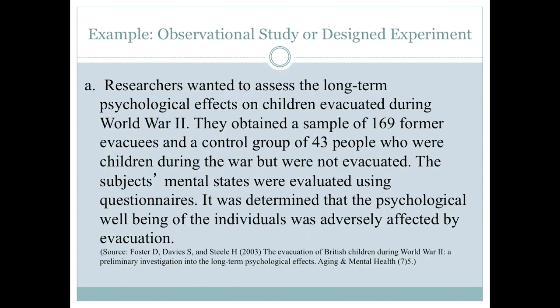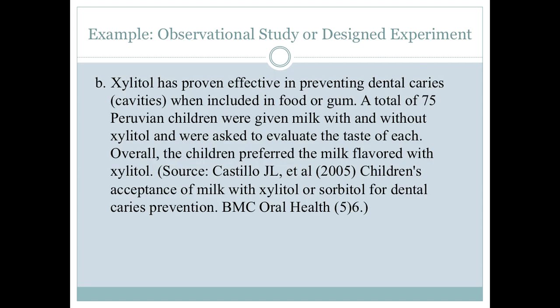So let's look at this example here. Researchers wanted to assess the long-term psychological effects on children evacuated during World War II. They obtained a sample of 169 former evacuees and a control group of 43. The subjects' mental states were evaluated using questionnaires, and it was determined that the psychological well-being of the individuals was adversely affected by evacuation. So in this particular case, they didn't take these people and then follow them throughout time. They just asked them to basically fill out a survey. So this is going to be a case control study, where someone is retrospectively looking back in time to see what happened.